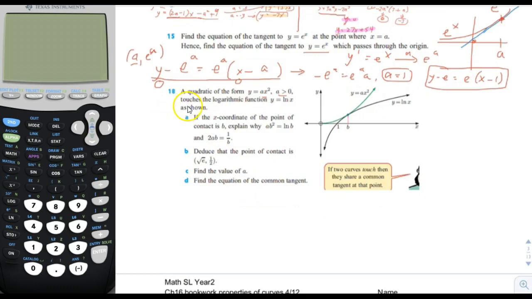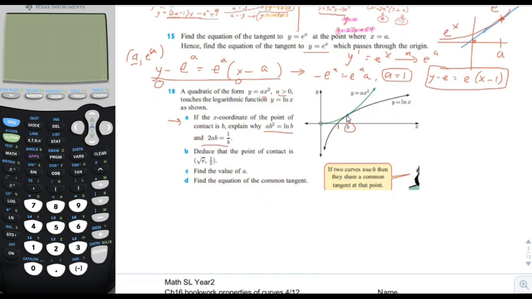Okay, here we have an interesting graph. We have a quadratic, green, and we have a log function in black, and they touch exactly at this point. It says, since they touch, show that the x-coordinate of the point of contact is b, and explain why ab squared equals log b. They named this contact point b, and we're going to figure out why this being called b implies these two relationships.